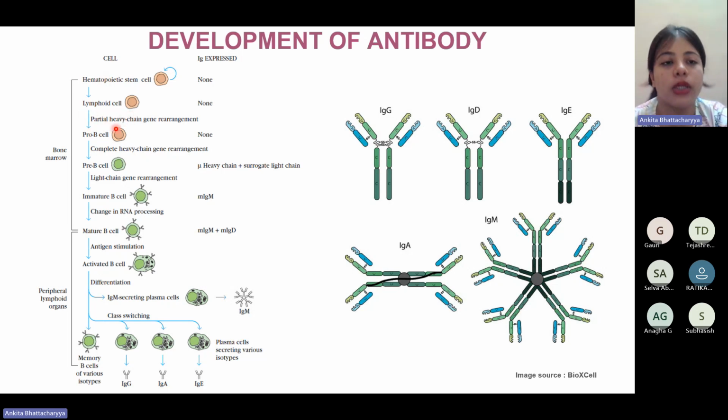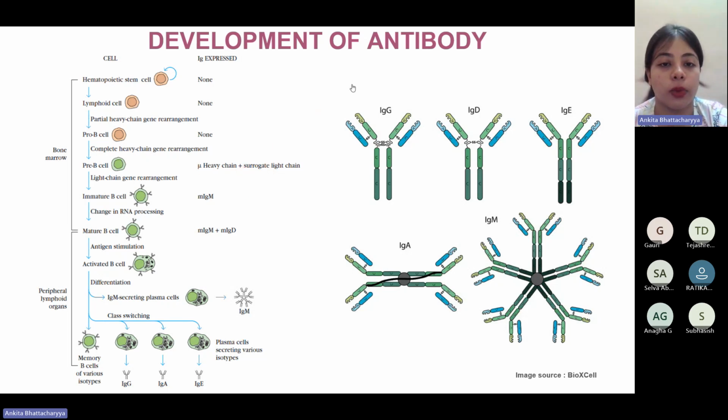From there, they can differentiate into the lymphoid cell progenitor. They will undergo some partial heavy chain gene rearrangement, we'll come to it, to form the pro B cell. From there, they can form the pre B cell, which undergoes light chain gene rearrangement, and the immature B cell is formed. On the right, you see that at the pre-B cell stage, you have a mu heavy chain. Mu means IgM heavy chain, so it is the first antibody that is synthesized.